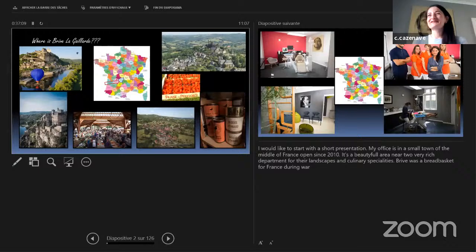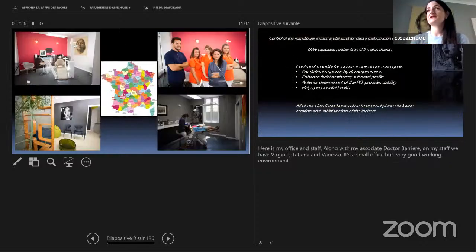I would like to start with a short presentation. My office is in a small town in the middle of France, open since 2010. It's a beautiful area, near two very rich departments for their landscapes and their culinary specialties. Brive was a breadbasket for France during the war. Here is my office and staff, along with my associate, Dr. Bayer. On my staff we are Virginie, Tatiana, and Vanessa. So it's a small office, but a very good working environment.